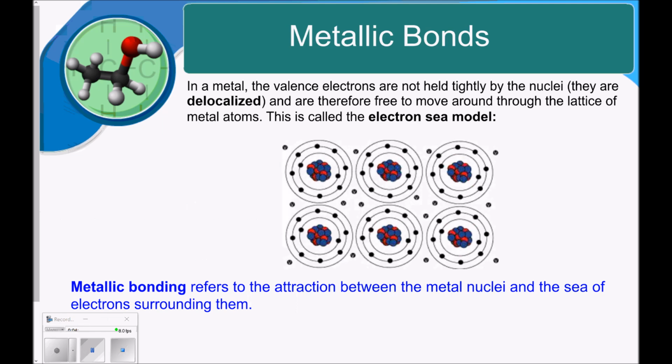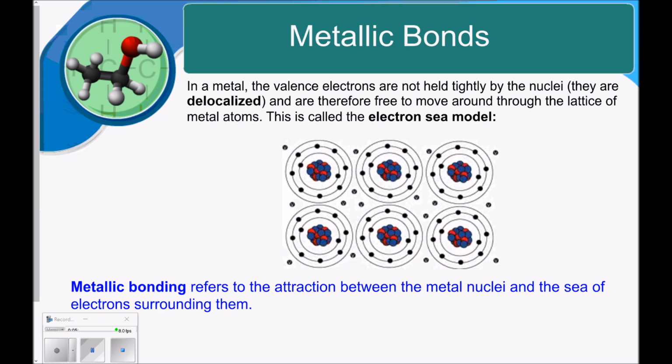Moving on to metallic bonds. In a metal, the valence electrons are not held tightly by the nuclei. They're delocalized and are therefore free to move around through the lattice of metal atoms. This is called the electron sea model. Metallic bonding refers to the attraction between the metal nuclei and the sea of electrons surrounding them.